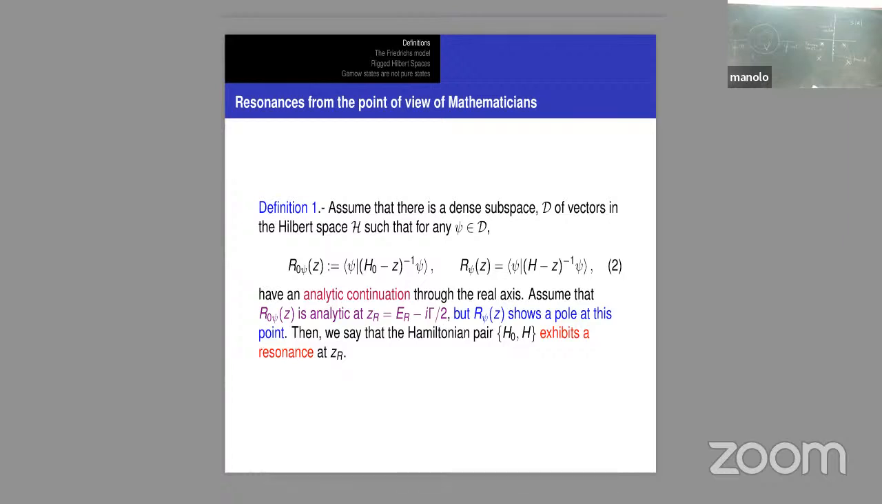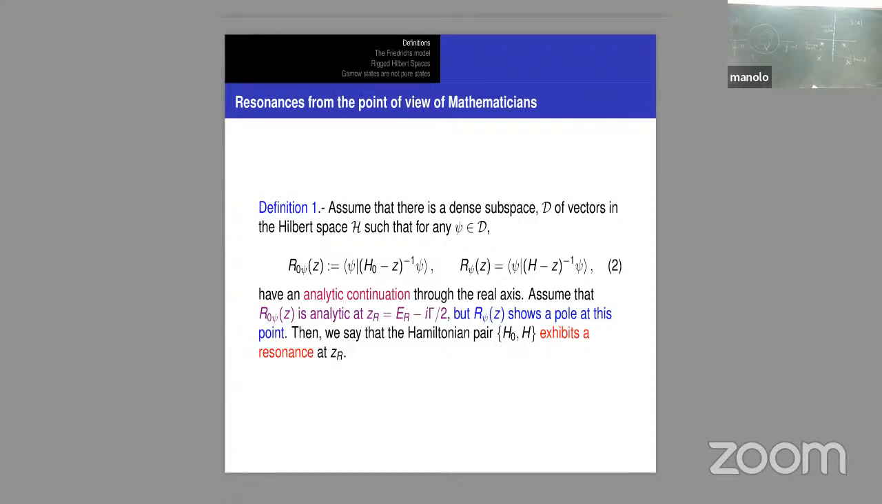Once we have viewed very quickly the definitions given by physicists, because these definitions go rather further, let us go to the definitions given by mathematicians. There are essentially two. Definition number 1 was given in the book of Reed and Simon, and assumes that there is a dense subspace of the Hilbert space such that for any psi belonging to this dense subspace, we have these two functions of the complex variable zeta.